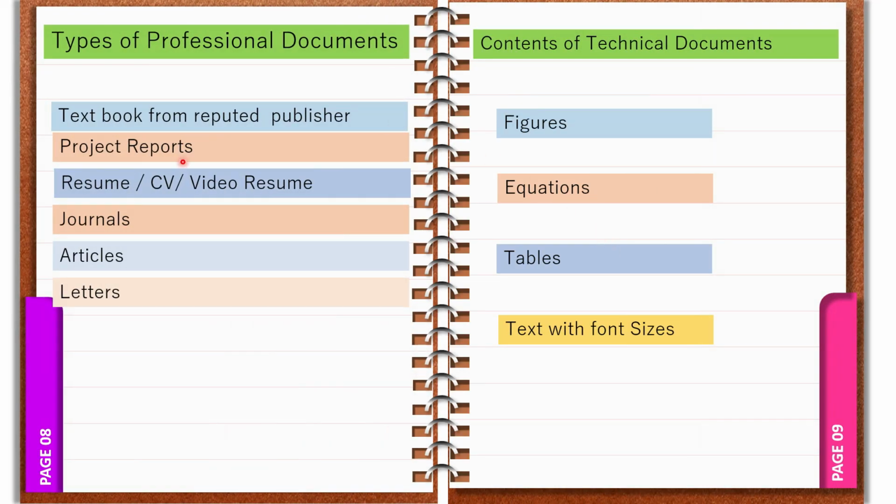The types of professional documents we regularly see are project reports, textbooks from reputed publishers, resumes or video resumes, journals, articles, and letters. All these technical documents have the following contents: figures with proper figure number and title, equations with equation number, tables with suitable title and table numbers, and text with different font sizes.